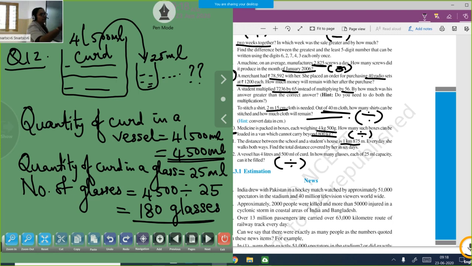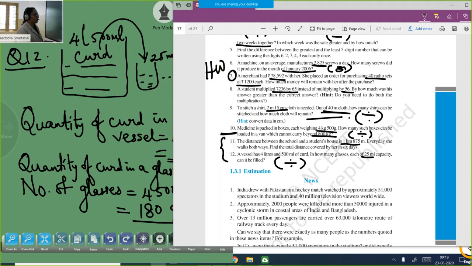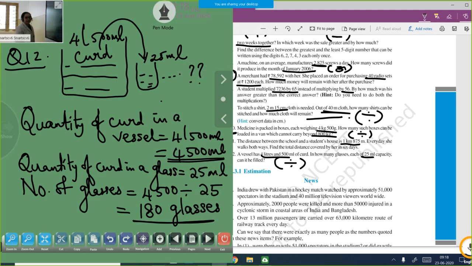Then what is the capacity of each glass? The capacity of each glass is 25 ml. Then you have to find how many glasses can be filled. So we have to divide 4,500 by 25. In division, we will get 180 glasses. Is it clear, children? Hope you understood these two questions very well.